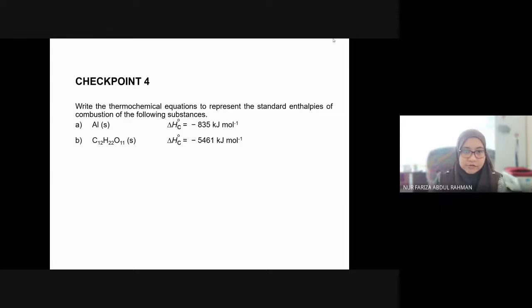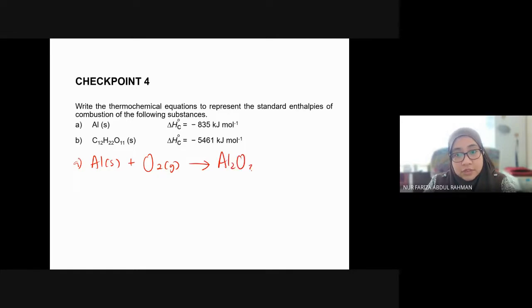All right, so let's go. Okay, let's discuss the answer. So you have to write the thermochemical equation to represent the standard enthalpies of combustion for the following substances. So we're going to start with A first, so aluminium. Okay, so aluminium, when it is burned in complete combustion, in excess oxygen, O2 in gas, producing Al2O3, aluminum oxide. Okay, all right.